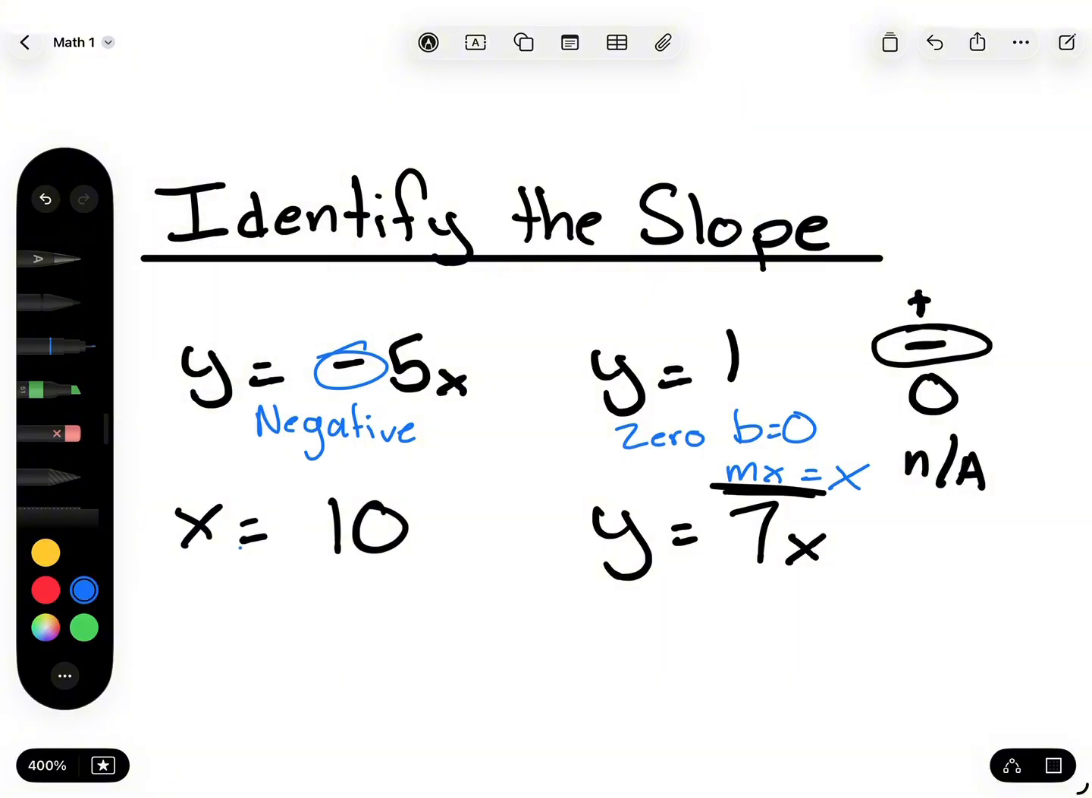Next, we have this one. It has x equals. So x equals a number is an undefined slope. There's no slope. And lastly, we have y equals 7x. This is positive because it doesn't have a negative sign. So this is positive slope.